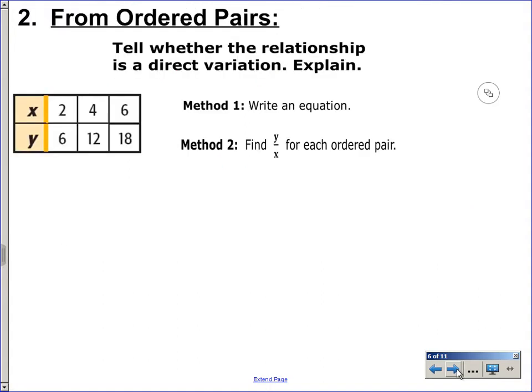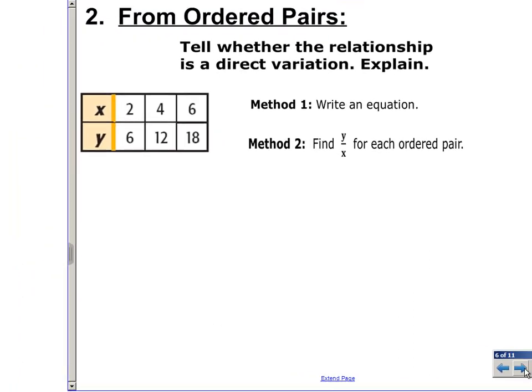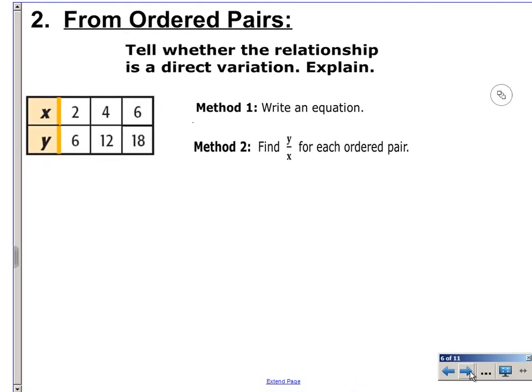Okay, so we've already discovered how to tell whether the relationship is a direct variation through writing an equation. So if I have y equals 3x, I know it's a direct variation, and I know that k, the constant of variation, is 3. Well, now the second method we'll explore is finding the direct variation through ordered pairs.